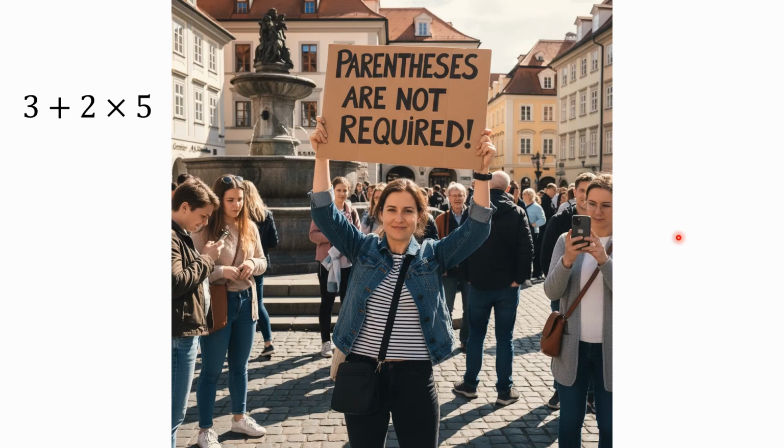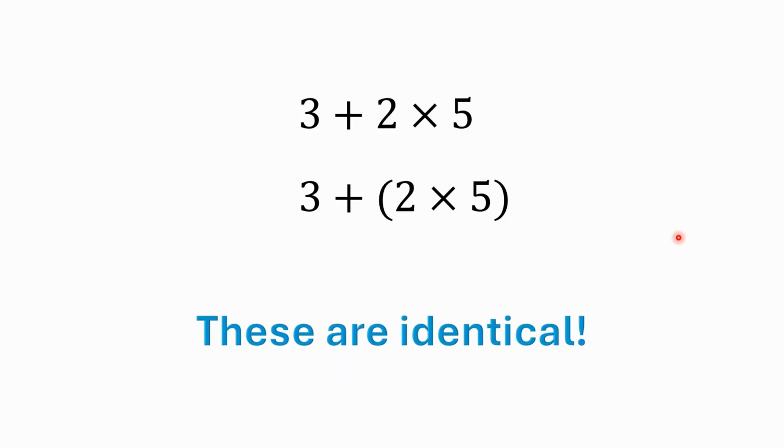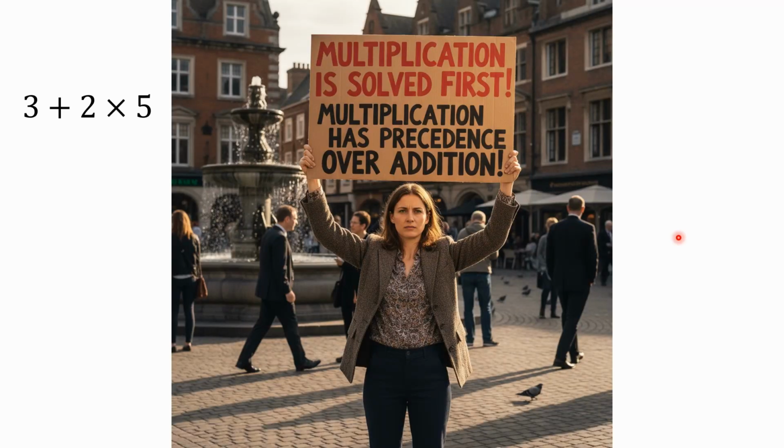Parentheses are not required. Why? Because multiplication already has precedence over addition. These are identical. 3 plus 2 times 5 is identical to 3 plus 2 times 5 and putting the 2 times 5 in parentheses. And why is that? Because multiplication already has precedence over addition. So putting parentheses around the 2 times 5, you can do that if you want. It takes a little effort, but it's not necessary because multiplication already has precedence over addition. And again, multiplication in this case is solved first.